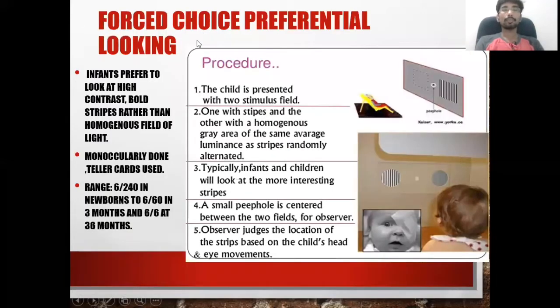Next is forced choice preferential looking. So infants prefer to look at high contrast bold stripes rather than a homogeneous field of light. In this, the child is presented with a bold stripes field and a field without stripes. So through the peephole, the examiner will observe the movement of the baby. The observer judges the location of the stripes based on the child's head and eye movement.